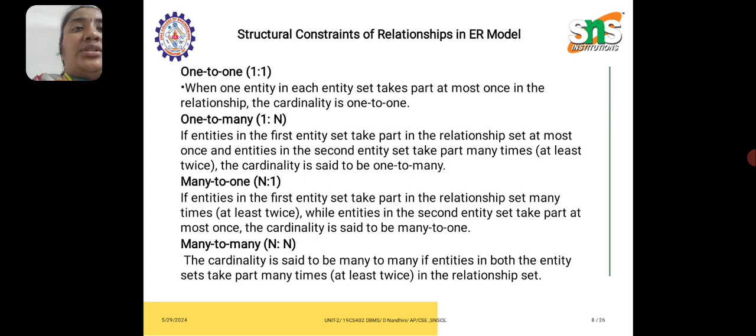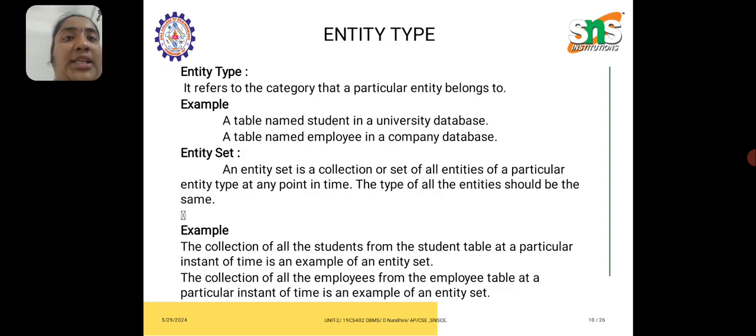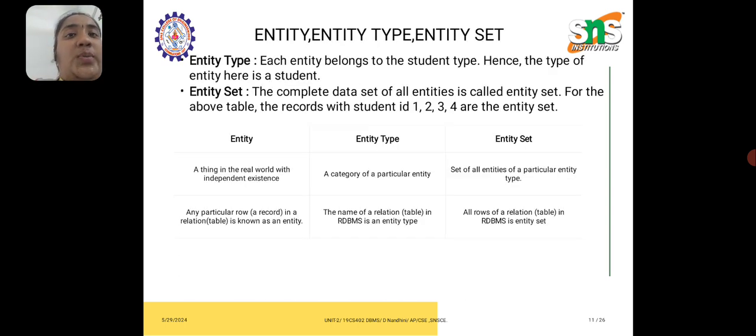The structural constraints of relationships, from one to many, many to one, and the entity sets and entity types of a relation have been discussed here.